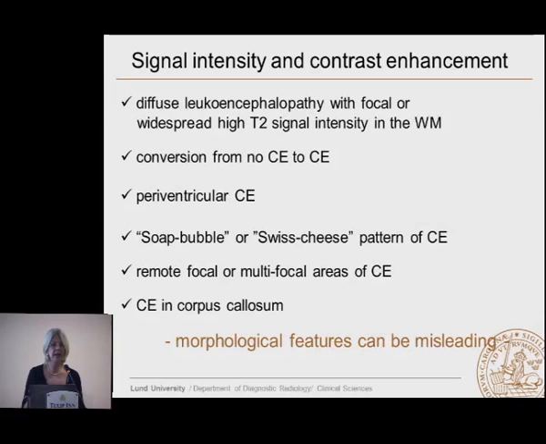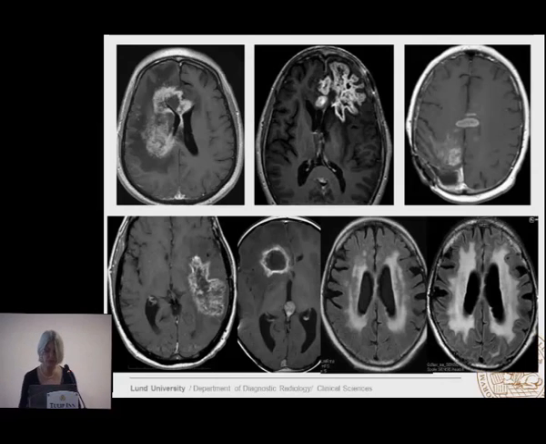So you could have a variety of abnormalities with radiation necrosis or radiation injury. Anything from just diffuse leukoencephalopathy with white matter signal abnormalities with increased T2 and FLAIR signal, which is maybe the most common that we see in many patients that have been treated with radiation. But you could also have areas that previously were non-contrast enhancing, now becoming contrast enhancing. It could be at the region where the tumor was initially located, but it could also be at other areas in the brain, but still within the radiation field. You could have a soap bubble or Swiss cheese-like appearance of this contrast enhancement, and I will show you that in the next slide. And you could also have contrast enhancement within the corpus callosum itself, which is quite vulnerable to radiation.